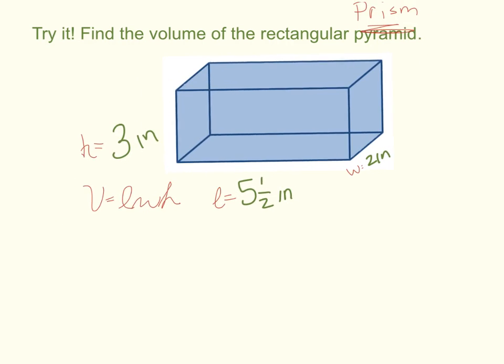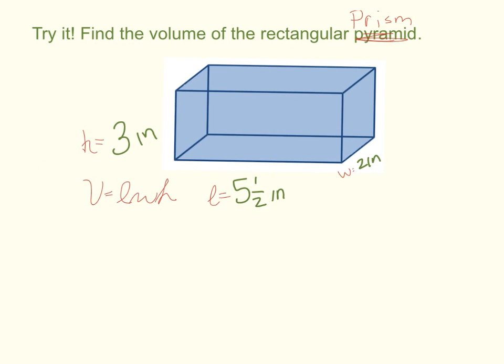Okay, so I'm going to make this a little bit smaller so I have a bit more room to work. So I need to take my length, which is 5.5. So I'm looking for the volume. My length is 5.5. Multiply that by my width, which is 2. Multiplied by my height, which is 3. So I just multiply all three of those numbers together. And I'm going to change my 5.5 to a mixed number. 5 times 2 is 10, plus 1 is 11 halves. Times 2 over 1, times 3 over 1.